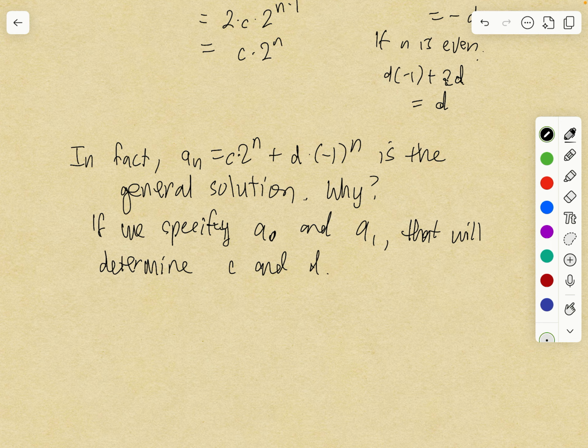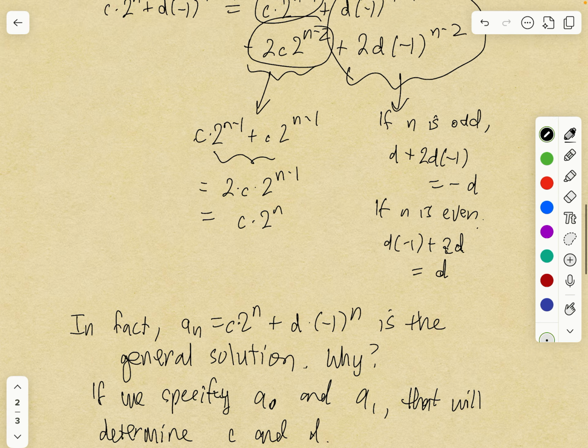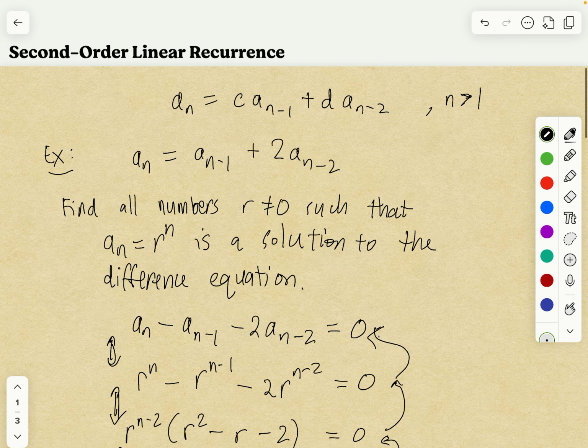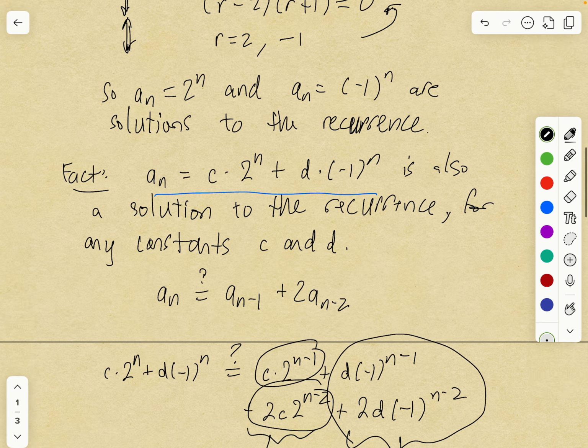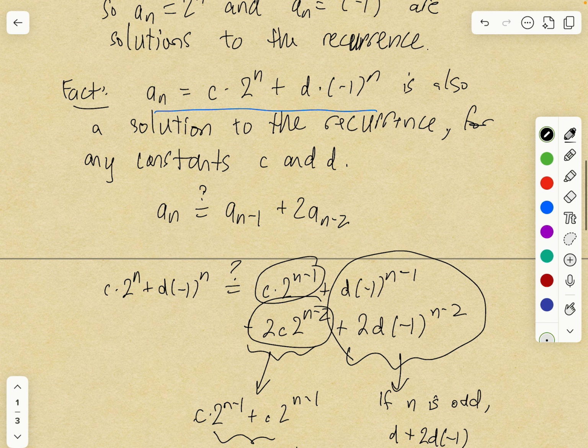So once you find a solution, then you know that that must be the only solution. So that explains why in the case where we didn't specify the initial conditions, we actually have found the general solution. Because if there were some other solution, then when we specify the initial conditions, that would give us some other solution to that recurrence. Okay. So this is the general solution. It's not just a solution, this is the general solution.